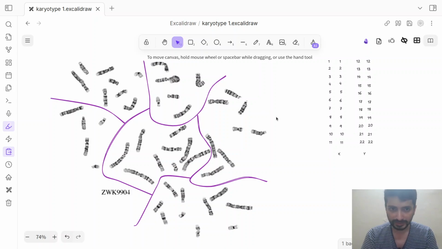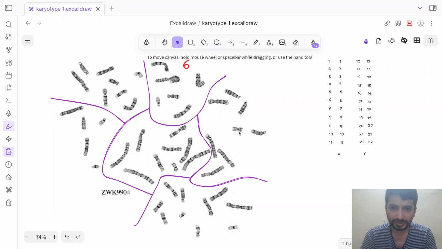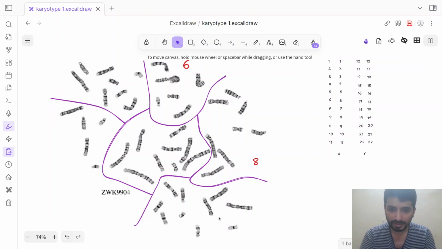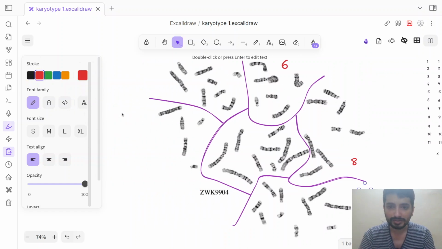So 1 2 3 4 5 6. I'll just pull a 6 from here and put it here. I'll label it with red to differentiate from chromosome labels. And if I count here 3 4 5 6 7 and 8, so I'll just pull an 8 from here, increase it in size and label it with red. Again, here we have 4 5 6 7 8 9 and 10. Let's pull a 10 from here, increase it in size and label it with red.